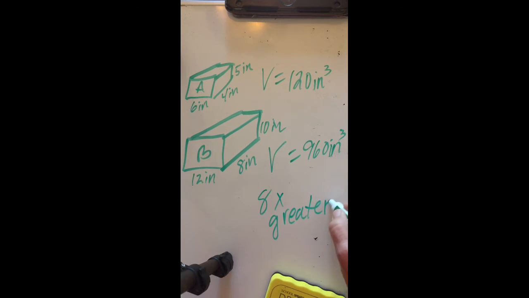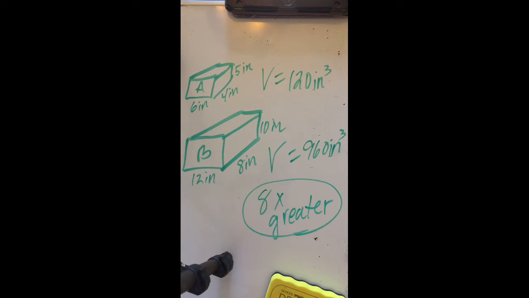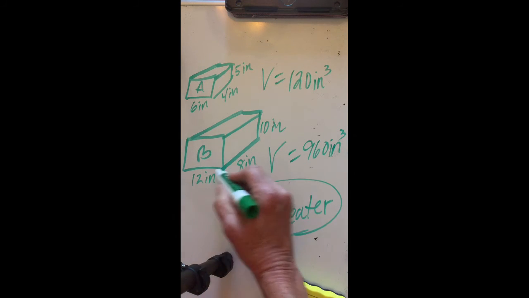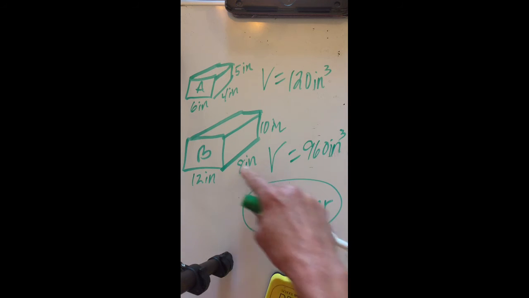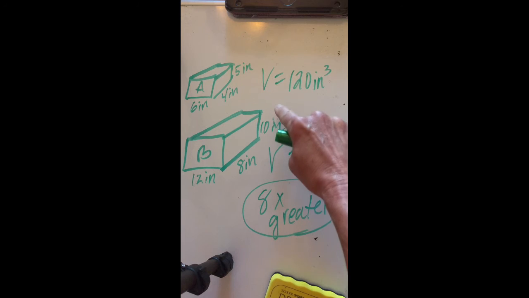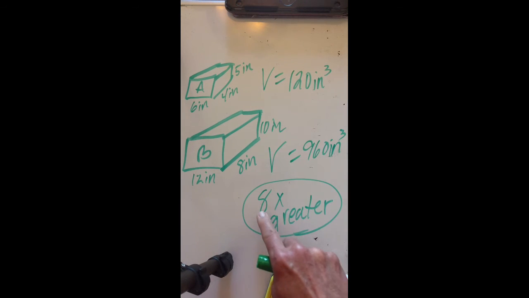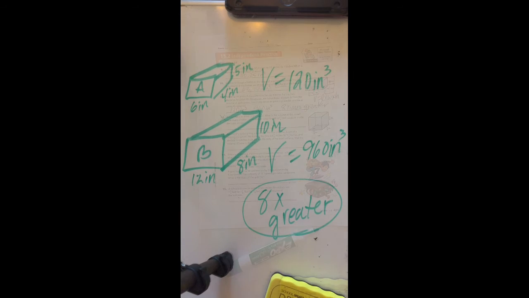Now why is it 8 times greater if we just double the dimensions? Well, we doubled the dimensions 3 different times. We doubled it here, times doubling it here, times doubling it here. 2 times 2 times 2 is 8.